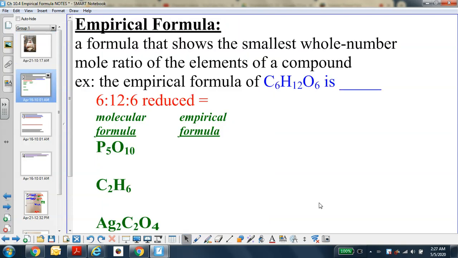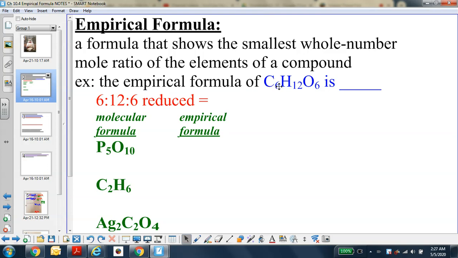So today we are going to be learning about empirical formulas, and hopefully you've accessed your notes so that you can fill them in as we go through the video. An empirical formula shows the smallest whole number mole ratio of elements that are in a compound.